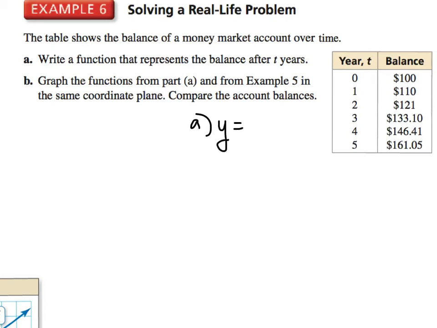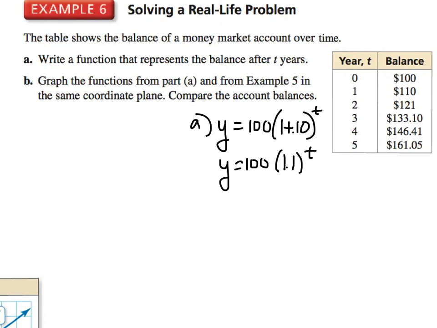Y equals P. P is what our initial amount is, which is $100. Now, since we're talking about growth, since this is going up, we're going to use 1 plus r. So what is the percent? Well, this is where we have to use common sense. If we look just in the first year, 100 goes up to 110. That means it went up $10. That's a 10% increase. So that's how you find the percent of increase. So 10% will be plus 0.10 to the t power. So that would give me y equals 100 times 1.1 to the t power.